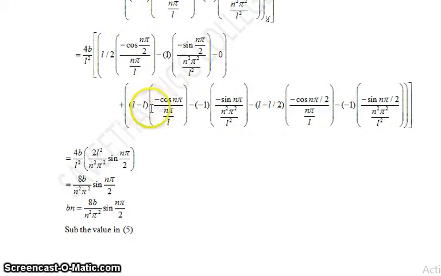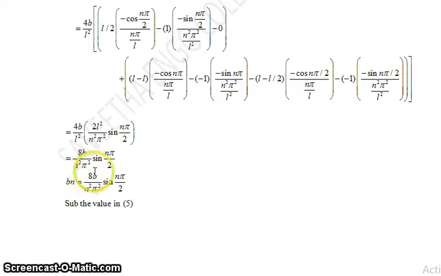This one also, L minus L is 0, so therefore we get 4b by L square, then 2L square by n square pi square, then sin(n pi by 2). We get this value and this value, minus of minus must be plus. Here cos(n pi by 2) is 0. Similarly here we get L square, minus of minus is plus, so we get 1 time, then here also minus of minus is plus, so we get 2 times the remaining values. Therefore our answer is bn equals 8b by n square pi square sin(n pi by 2).